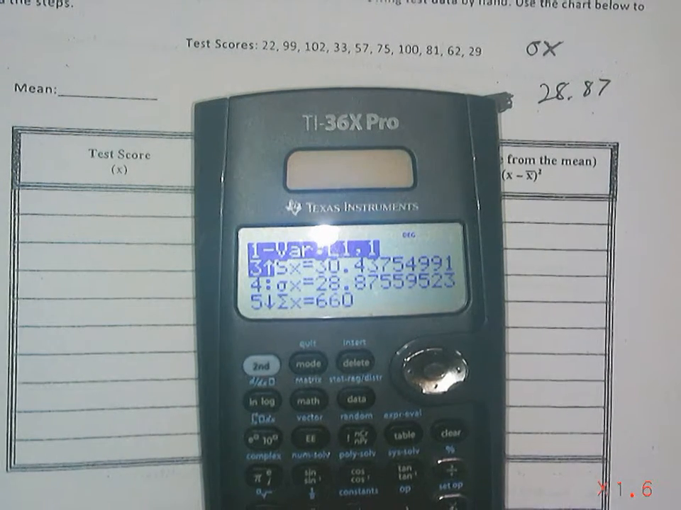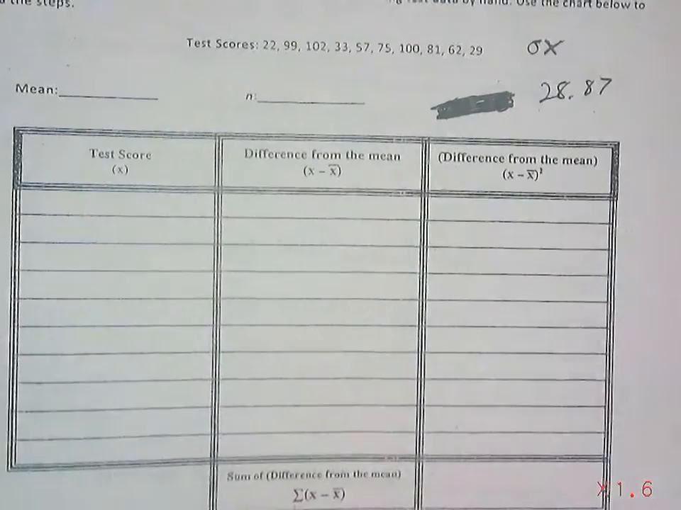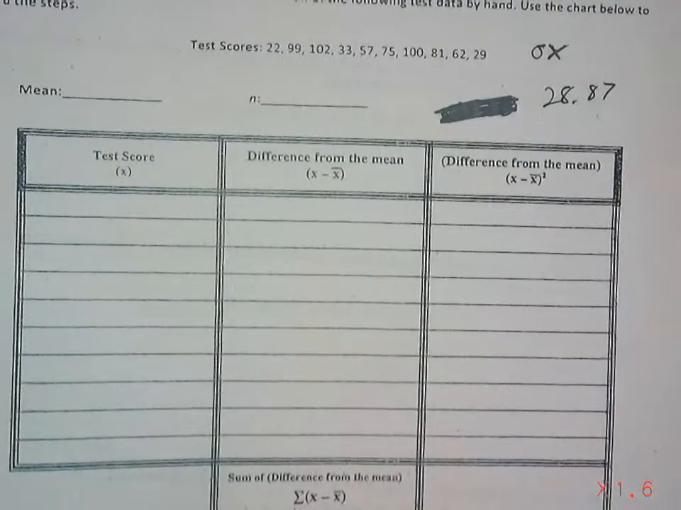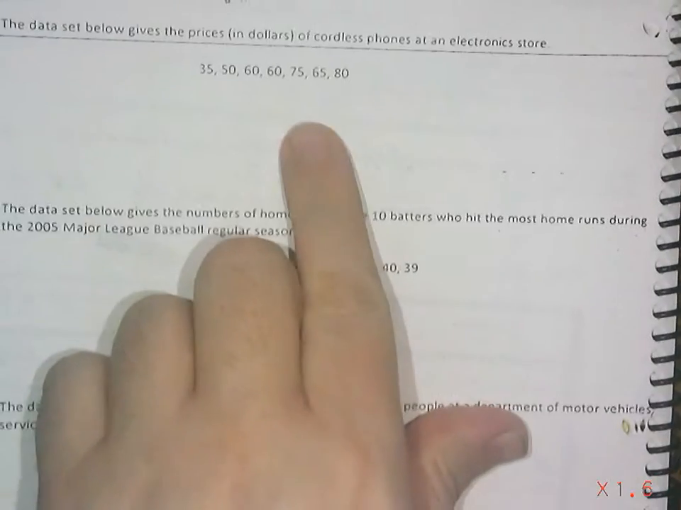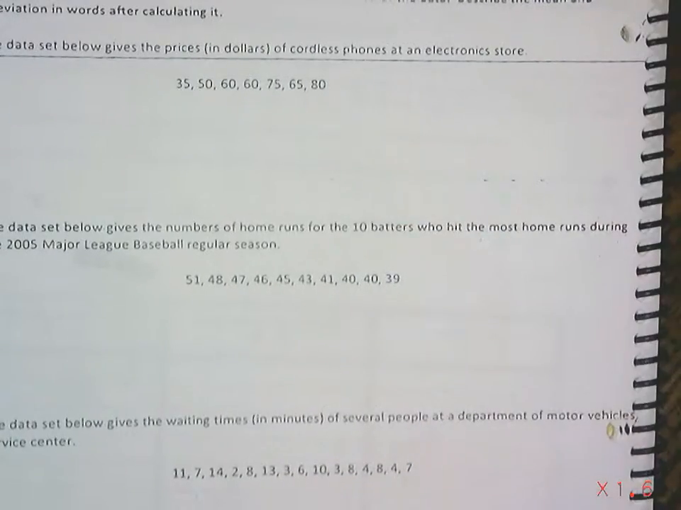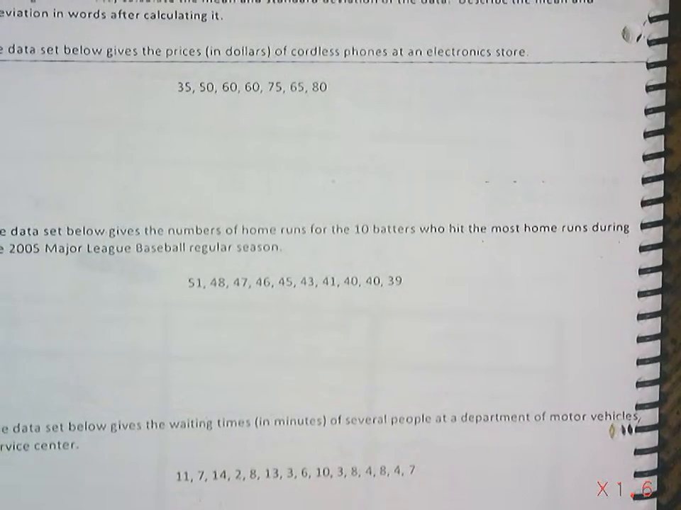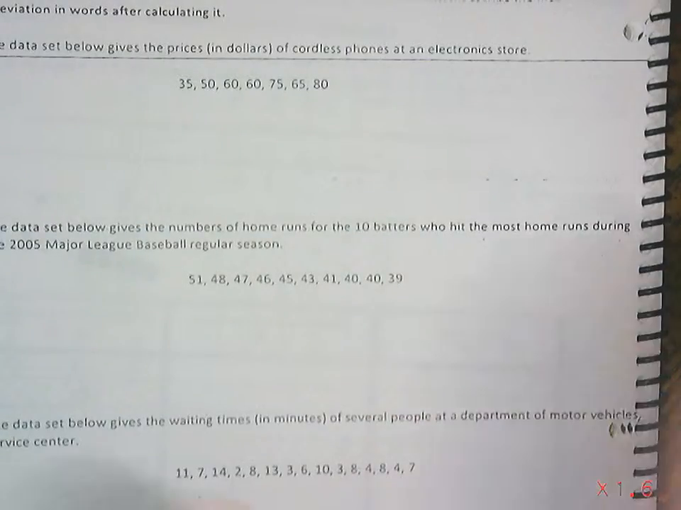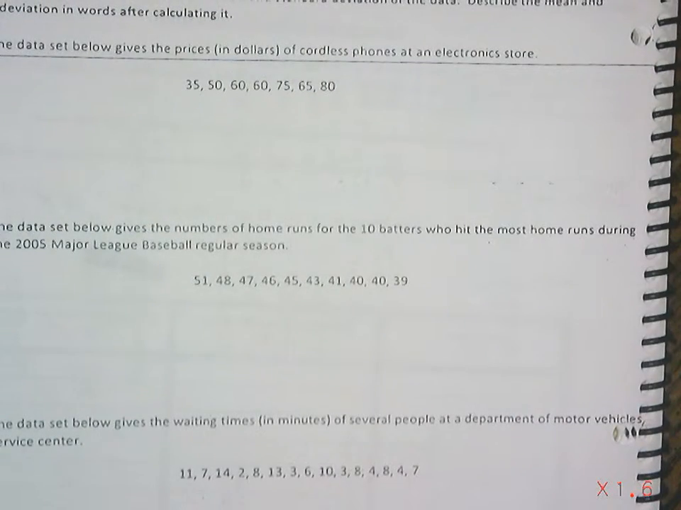The smaller it is, the closer together the data is. Okay? And that's basically all you're doing for standard deviation. Again, you just enter the data set on your calculator, and it will spit out your answer for you. You don't have to do it by hand. You don't have to find the mean, subtract the mean, square it, and square root, and so on.